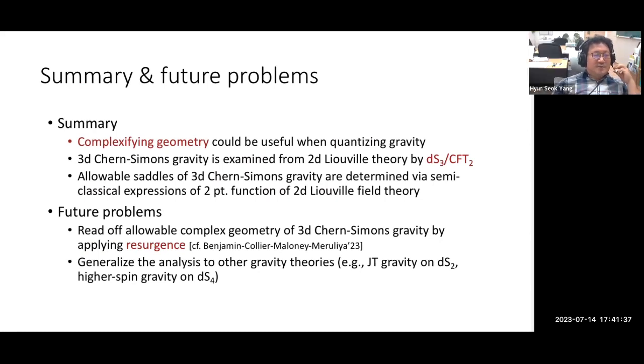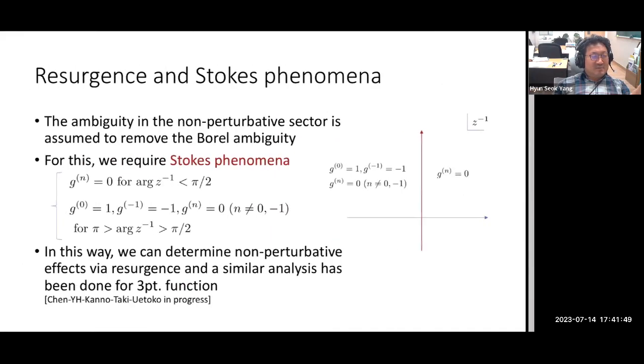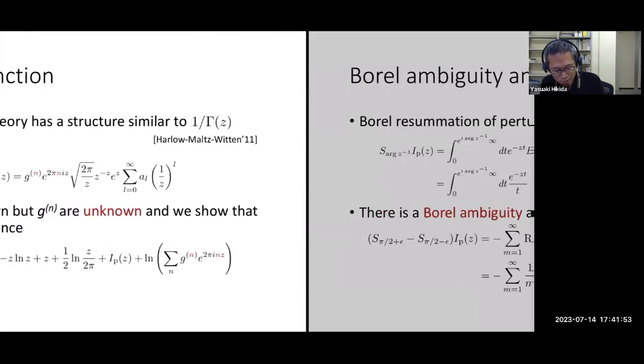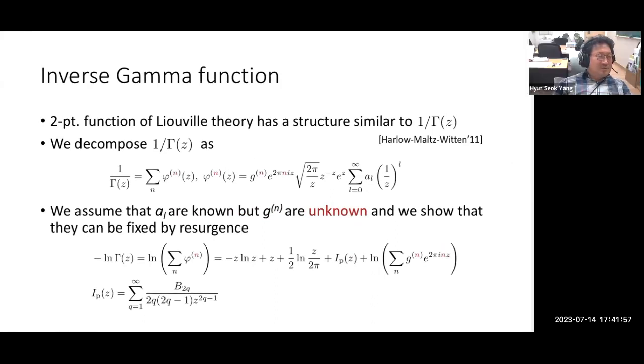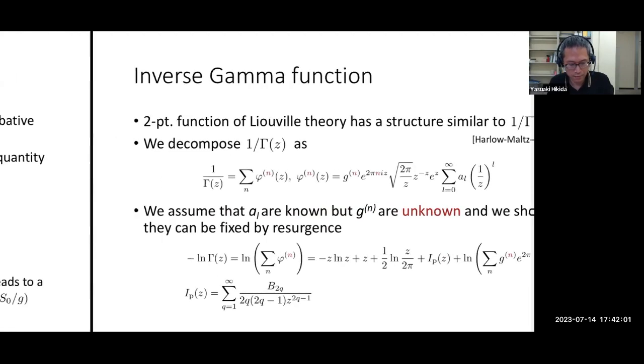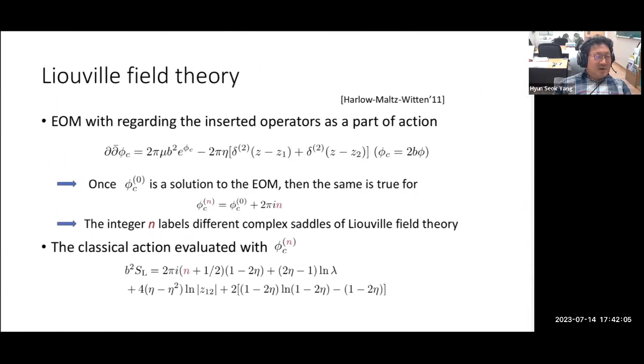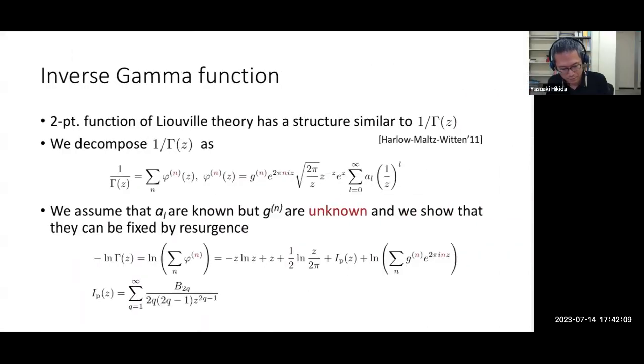Regarding Stokes phenomena, that calculation is done in 2D Liouville theory, and this integer n is related to some instanton configuration. If we just regard this Liouville theory as it is, this n appears semi-classically. But if we regard this Liouville theory as a two-dimensional theory corresponding to the two-dimensional worldsheet string theory, then this instanton is related to some worldsheet instanton, or it can be realized as some D-brane state in two-dimensional string theory.